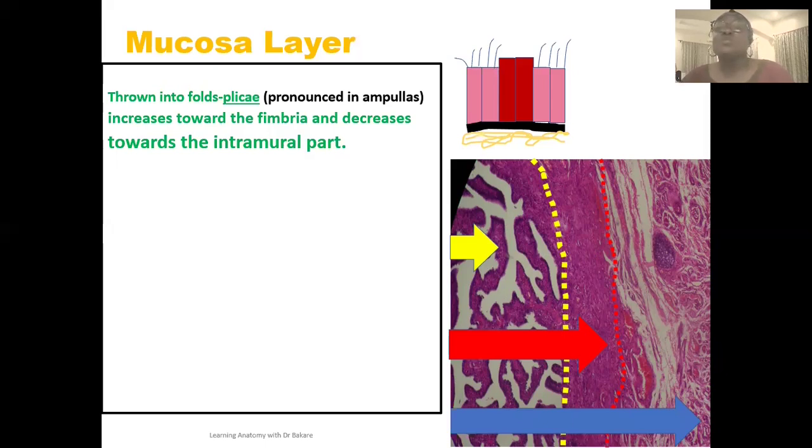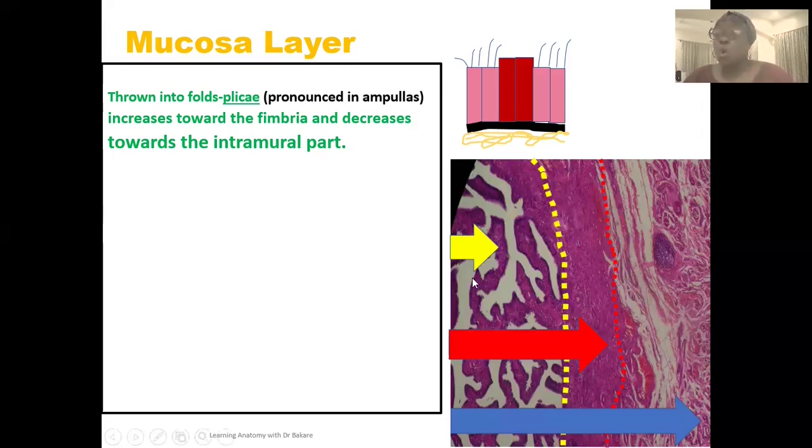The folds are also seen to increase downwards towards the infundibulum, which is directed towards the fimbriae of the uterine tube. So towards the fimbriae, you see that there is an increase in the projection of the folds that the mucosa layer exhibits. While if you go more medially towards the uterus, the folds tend to decrease, towards the intramural part of the uterine tube. So these folds will decrease towards that region, while they increase towards the fimbriae region, that is the infundibulum of the uterine tube.